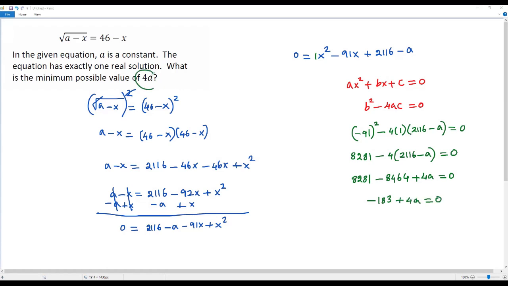Our aim is to get the value of 4a. Now let me add 183 to both sides of this equation. Then the negative value and positive value will cancel out. We get 4a on the left side. On the right side, we get 183. So here I got the value of 4a, that is 183.